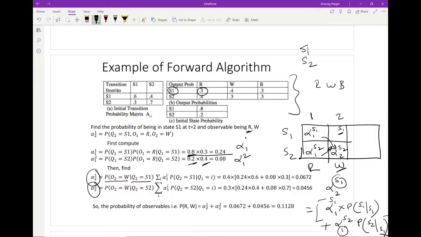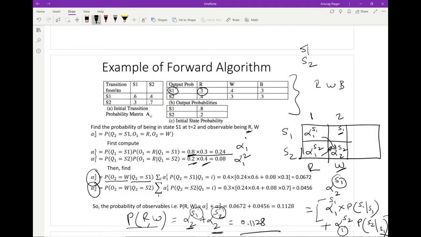Okay, so now I'm at step 2. The game ends at step 2. So what is the probability of R and W? It is equal to alpha time 2 being in state S1 plus alpha time 2 being in state S2. Because at the end of time 2, you could either be in this state or this state, nothing else. So you sum these up and you get 0.1128 as the answer.